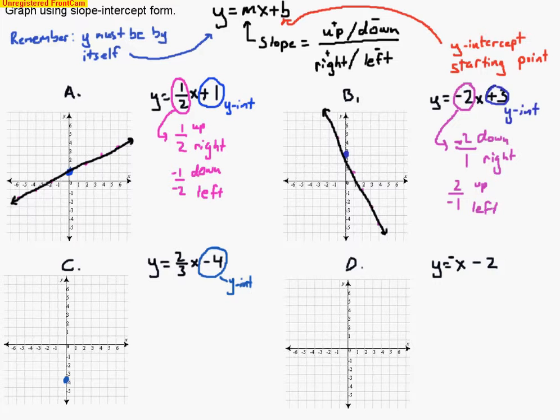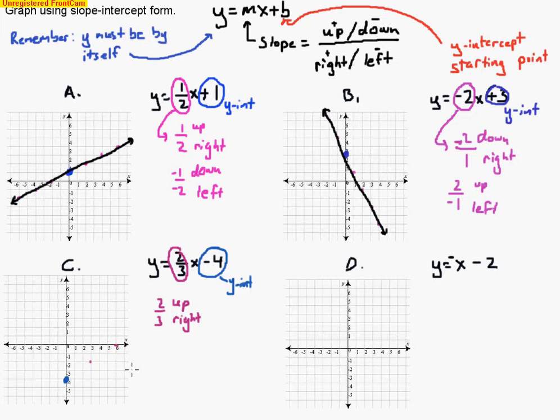So from that point, I'm going to use the slope, which is 2/3. And that 2 over 3 tells me what to do. So it tells me to go up 2 and then right 3 spaces. So from this point, this new origin, I guess, this y-intercept, I'm going to go up 2 spaces and over 3. So up 2 and over 3 spaces. And then I've got a couple points.